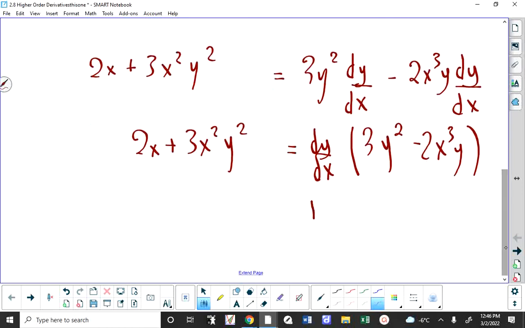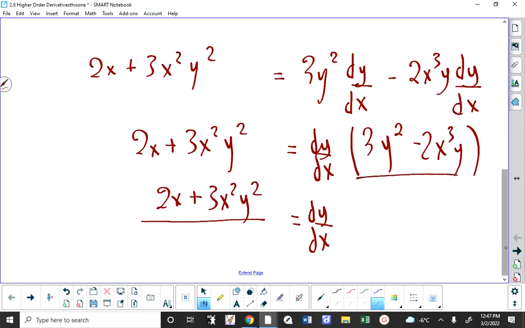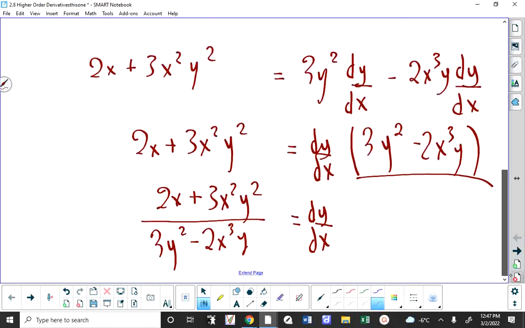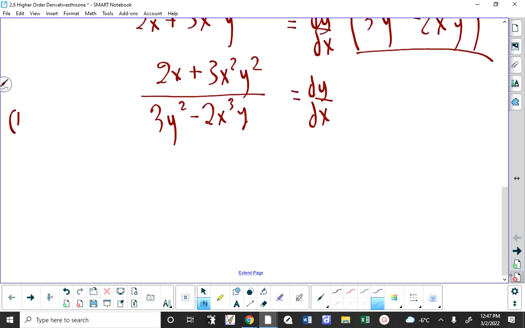So that would mean dy dx is equal to 2x plus 3x squared y squared over this thing. We have to divide by that, which is 3y squared minus 2x cubed y. And the question was, what is the slope of the tangent at the point 1 comma negative 2? I remembered that correctly, right? 1, negative 2? We have to put in for x 1 and for y negative 2.